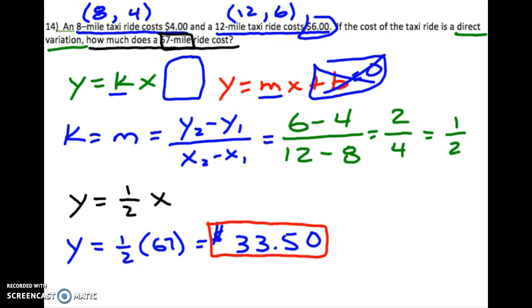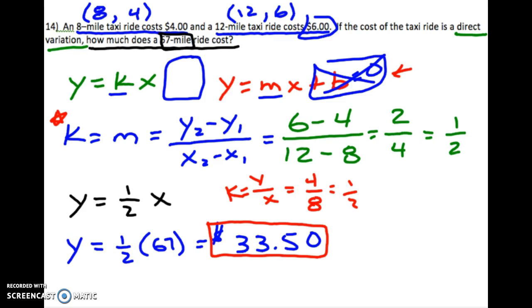Now, for people who like some shortcuts, we do have a small thing you can do to shortcut finding the slope here. Since there is no y-intercept, it turns out to find k, we can go directly with y over x. So if we look at, say, the first point, we had the 8-mile ride, cost of $4. So if you put 4 over 8, you get 1/2.